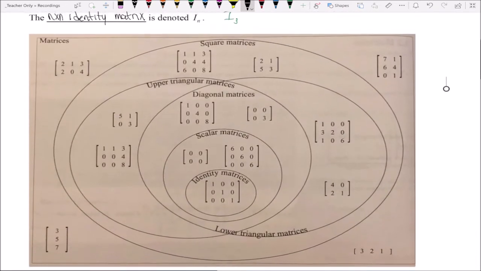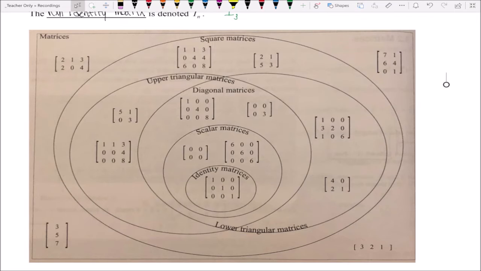This graphic not only serves as examples for these types of matrices, but also shows how these matrices are related. Outside we have just different types of matrices. Let's start with the inside. This is the 3 by 3 identity matrix. You can see that all the elements of the main diagonal are 1 and everywhere else is 0. The identity matrix is actually a special case of a scalar matrix.